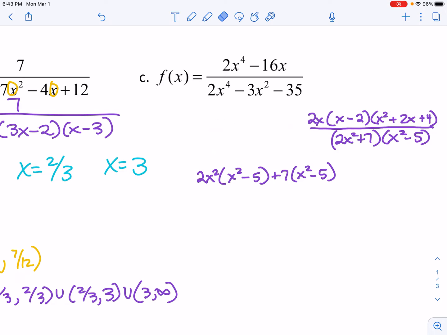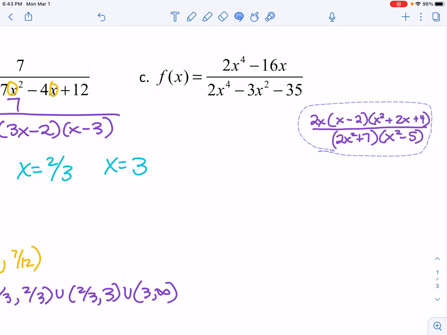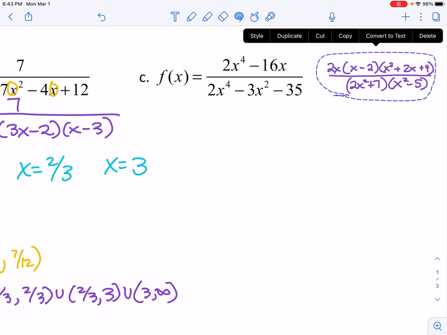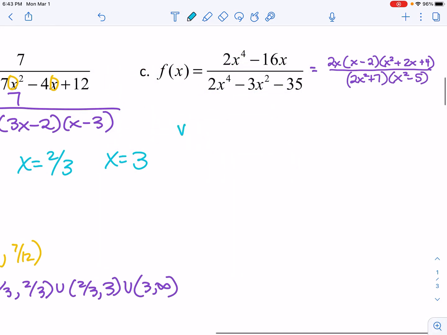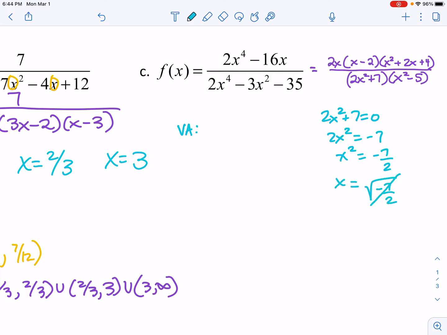I'm going to erase my work and make this smaller, bring it up to the top. All right, and so now I find all the characteristics. Vertical asymptote. Set your denominator equal to 0. Well, when I set 2x squared plus 7 equal to 0, I'm subtracting, dividing, and then I have to take the square root. Can I take the square root of a negative number? No, it's imaginary. We're not going to be dealing with that right now. If it's imaginary, it doesn't exist. So no vertical asymptotes are coming from this factor.